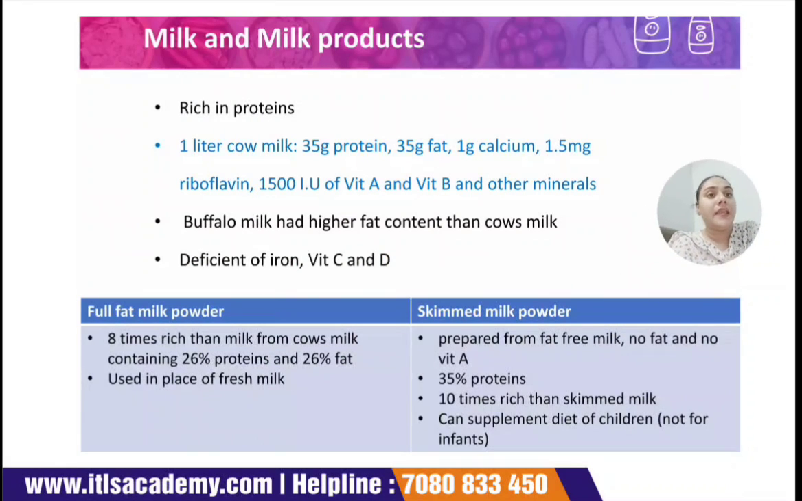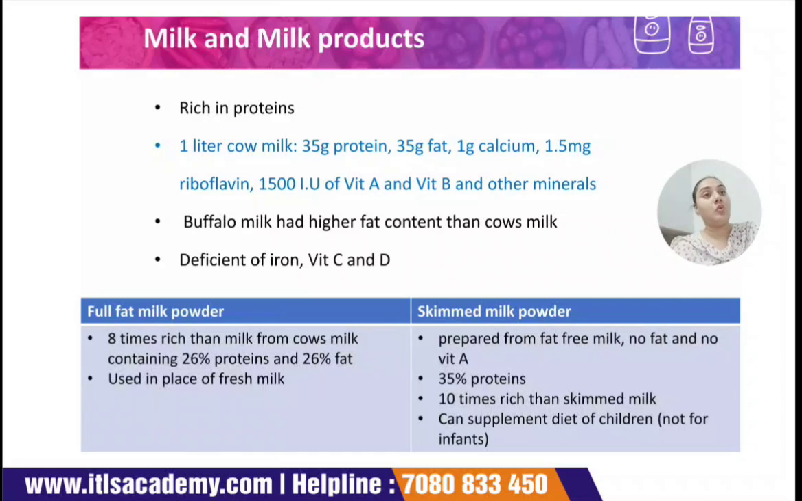Now coming to milk and milk products. We all know that milk is rich in calcium, fat and protein. In general, milk is a good source of protein. One liter of cow milk is equal to 35 grams protein, 35 grams fat, 1 gram calcium and 1.5 mg riboflavin.